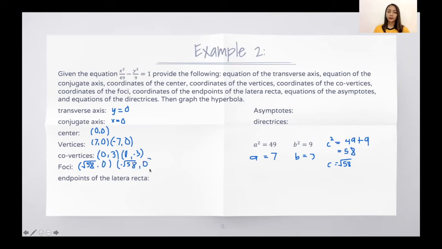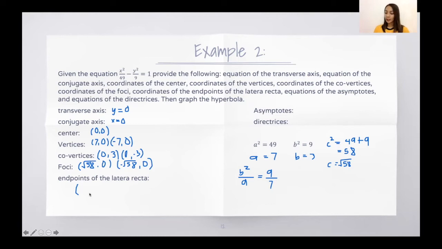To find the endpoints of the lateral recta, we have negative c, positive, negative, b squared all over a. So let us find the value of b squared all over a. So b squared is equal to 9 and a is equal to 7. 9 over 7, so wala na siyang lowest term. So 9 over 7 na yan.